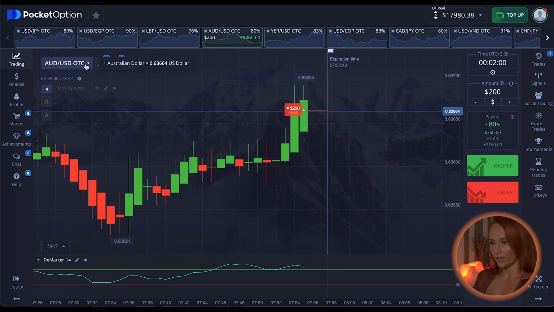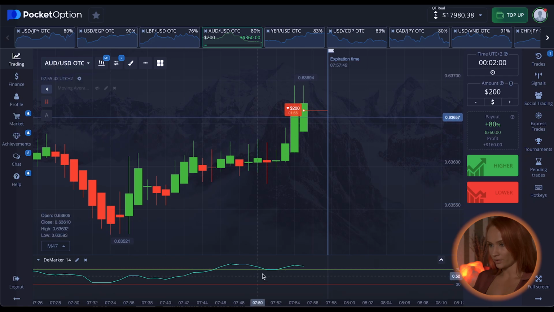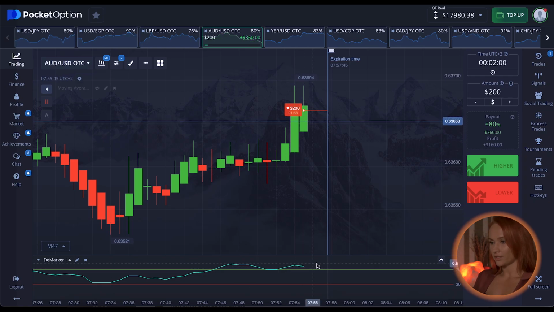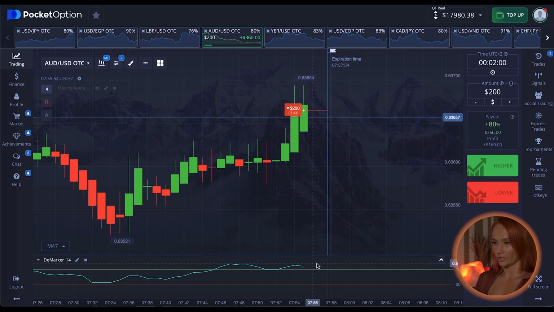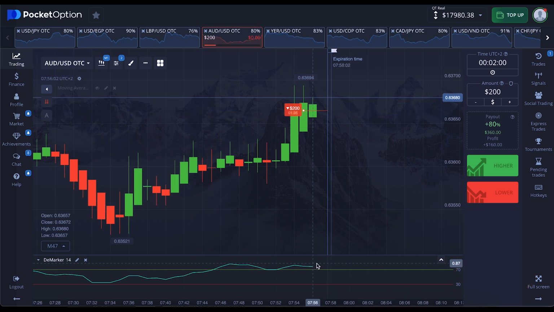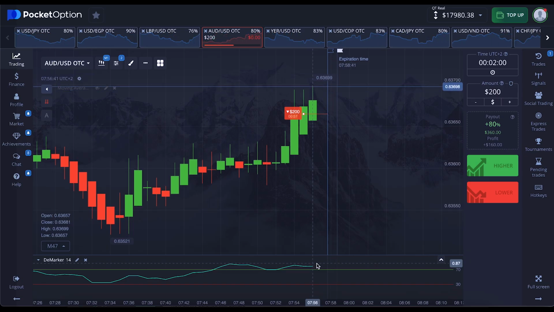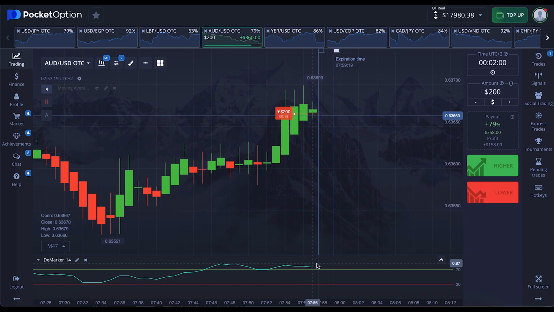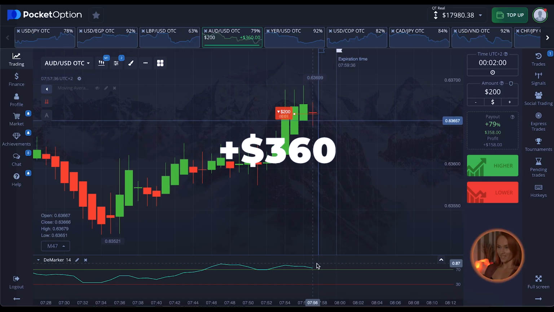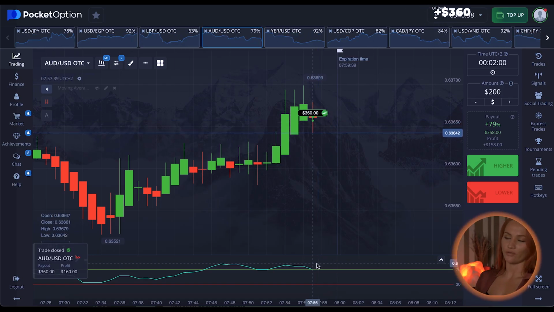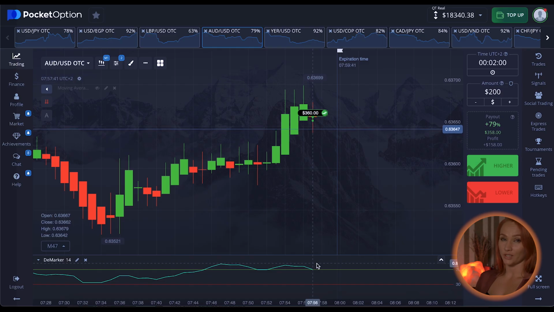Excellent. Currency pair Australian dollar, US dollar. We see that the DeMarker is trying to get out of the overbought zone, and this signals to us that the trend will now change to a downtrend. An excellent deal brings us a profit of $360.